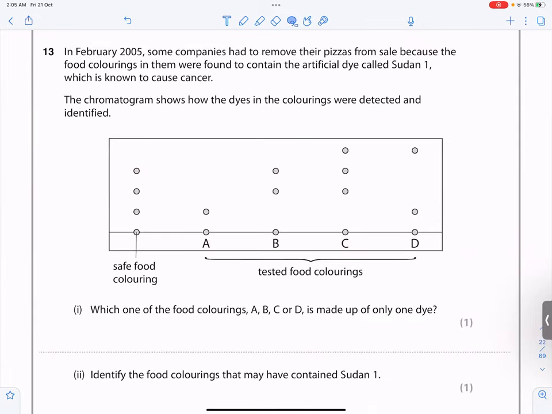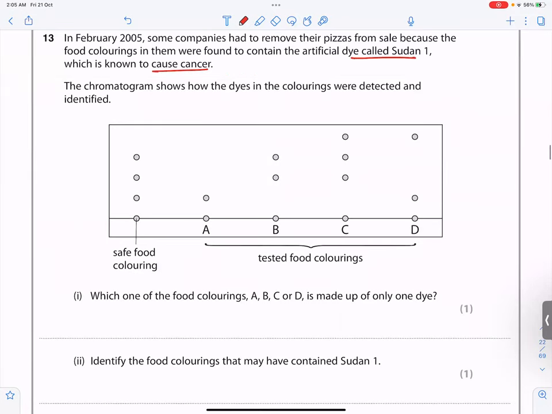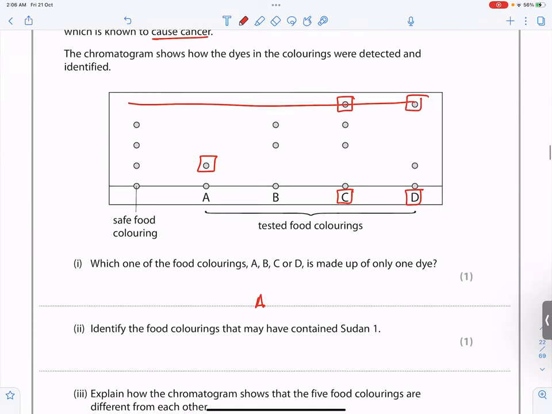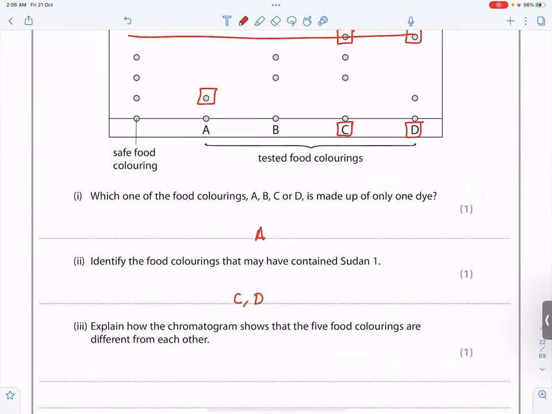In February 2005, some companies had to remove their pizza from sale because the food coloring in them were found to contain the artificial dye called Sudan 1, which is known to cause cancer. The chromatogram showed how the dyes in coloring were detected and identified. Which one of the food coloring A, B, C, or D is made of up of only one dye? طبعا هنا واضح ان هو A. Identify the food coloring that may have contained Sudan 1. لو بصيت على dye C with D, في two spots which don't match the safe food coloring, يبقى احتمال يكونوا Sudan 1. C and D.